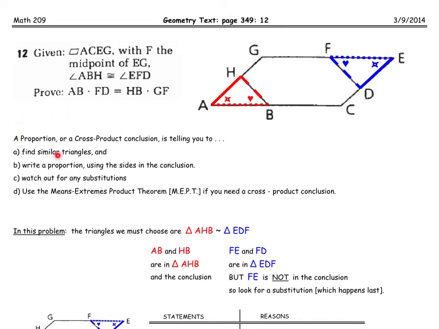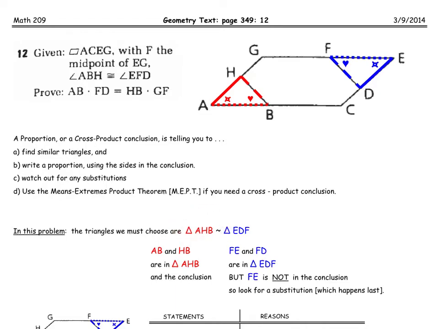A proportion or cross product conclusion is telling you that you must find the similar triangles yourself. You must write the proportion yourself. You must watch out for the possibility of a substitution, and then use the means extremes product theorem if you need a cross product conclusion, which is exactly what we have to do here. The triangles we must choose are pretty obvious.